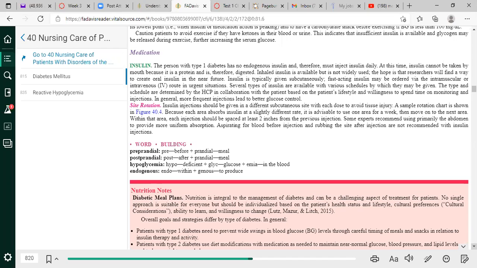And when you are administering insulin, you want to pinch that area and give them the shot. But of course, you clean it with alcohol before you administer the insulin. Clean it with alcohol, pinch the area, and give them the shot.